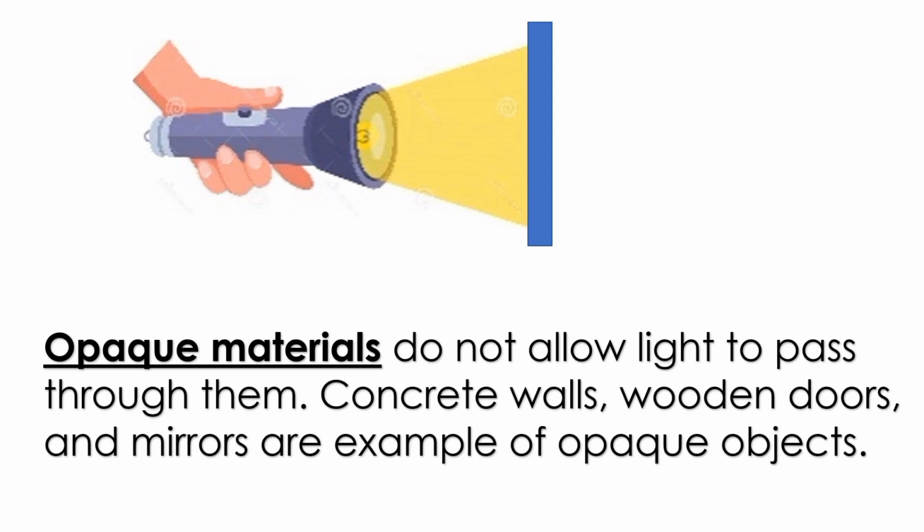Alright, opaque materials do not allow light to pass through them. Concrete walls, wooden doors, and mirrors are examples of opaque objects.